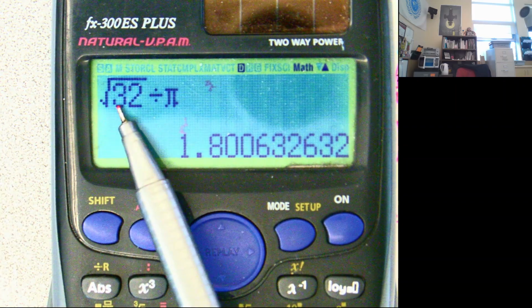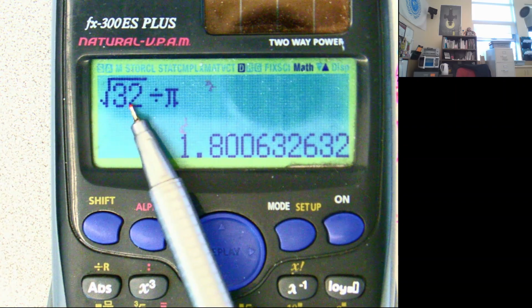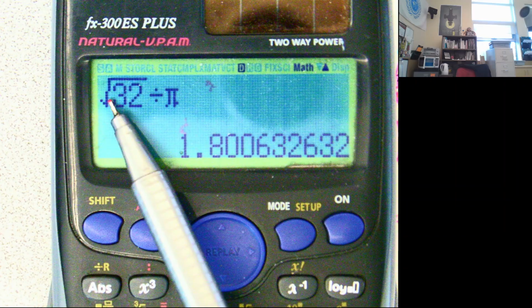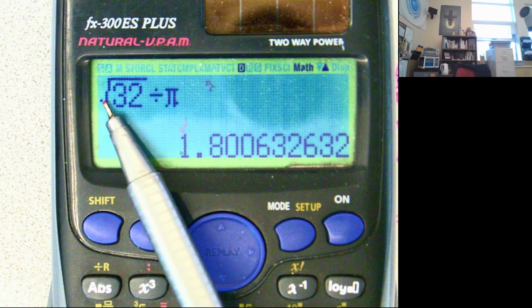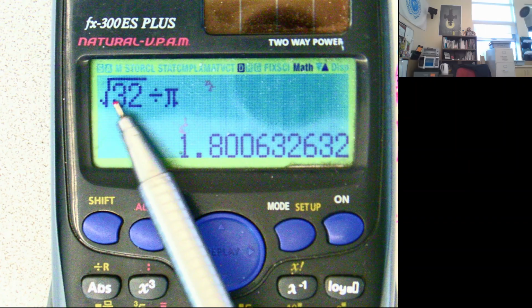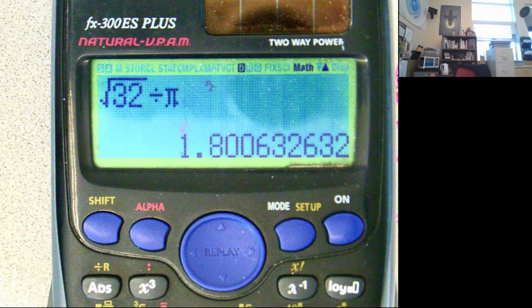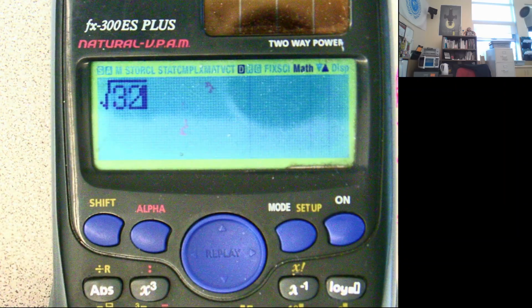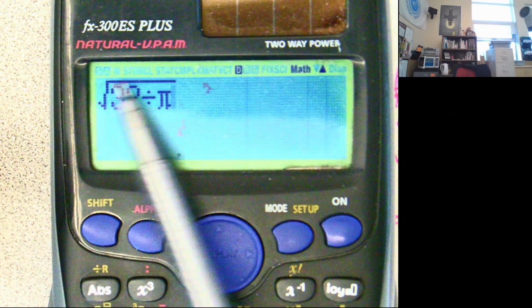So BEDMAS says, your calculator will do BEDMAS. Brackets, there are none. Exponents. Back when I introduced to you, roots and exponents are equivalent. So it's square root of the 32, then it divided the thing by pi. That's not what we wanted to do. We wanted to make sure that the whole thing needs to be inside the root.